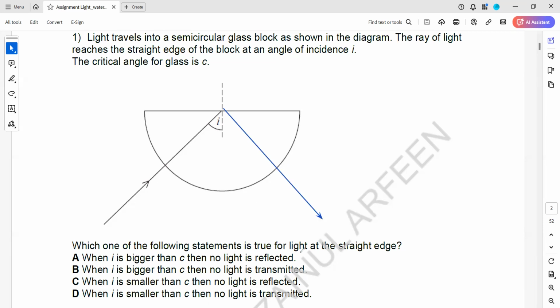So statement 1 is not correct. It said no reflection, but there should be a reflection. If the angle is bigger than critical, no light is transmitted. That's right. No light is able to pass out, all of the light is reflected back in the same medium. That's why B is the right answer.